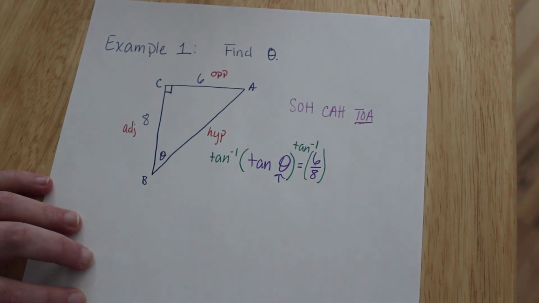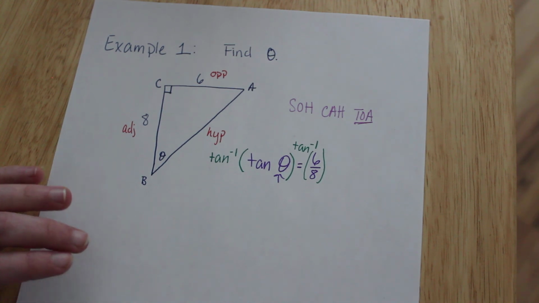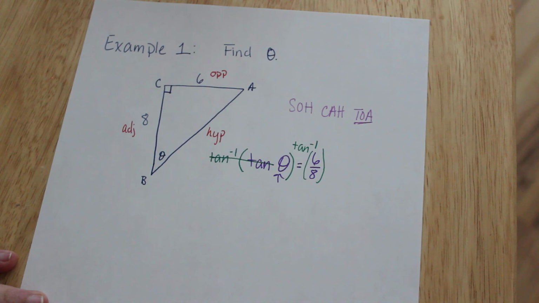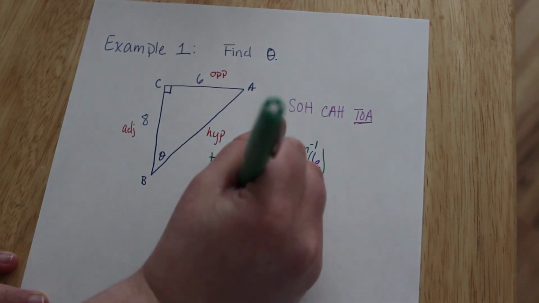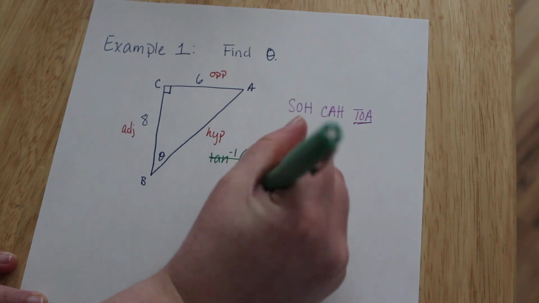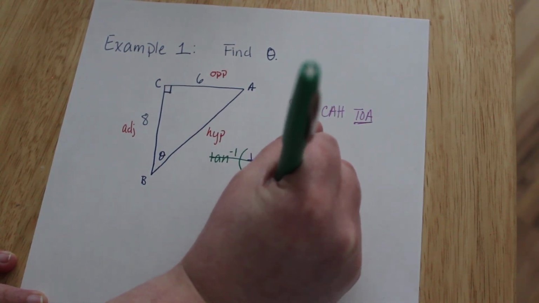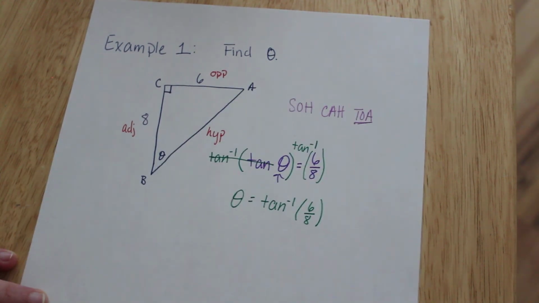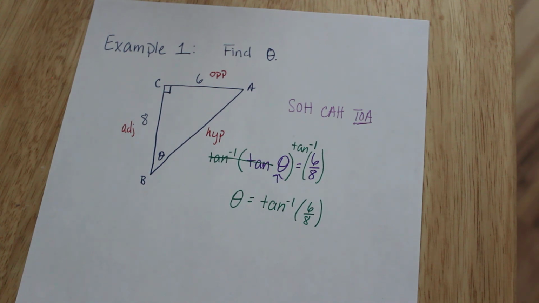Okay, so what does the inverse do? Well, kind of like how exponents and radicals will cancel each other out, multiplication and division go together, addition and subtraction go together, inverse trig functions and trig functions will also go together. So those two values are going to cancel out and we're left with theta. On the other side, we have this value that we're now going to need to calculate. Okay, so the inverse tangent of 6/8.